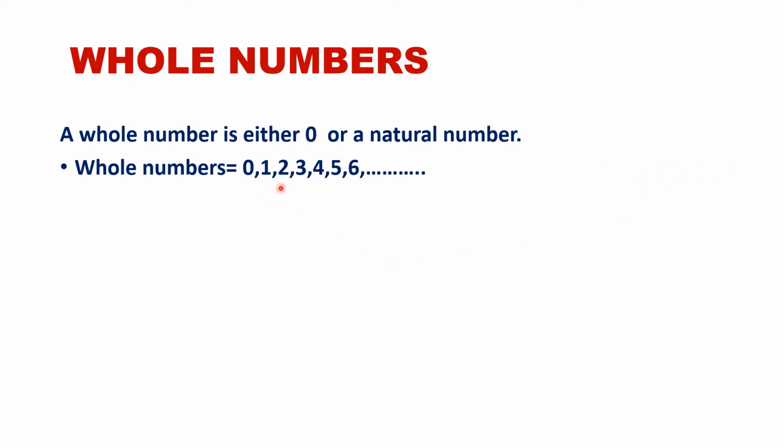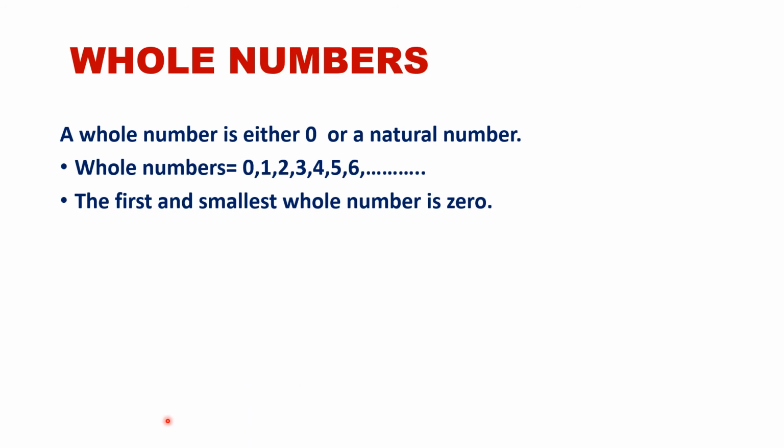So what is the difference between the set of natural numbers and whole numbers? In natural numbers, we started from here. 1, 2, 3, 4. But now we have whole numbers, so we are starting from 0. So 0 is a whole number but not a natural number.